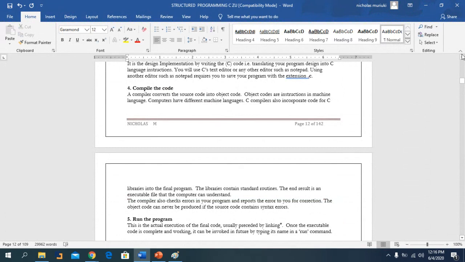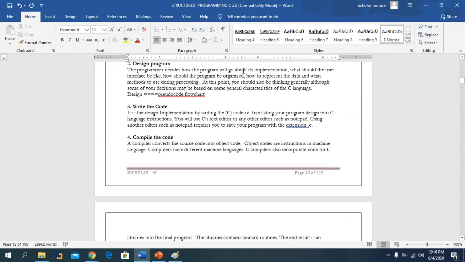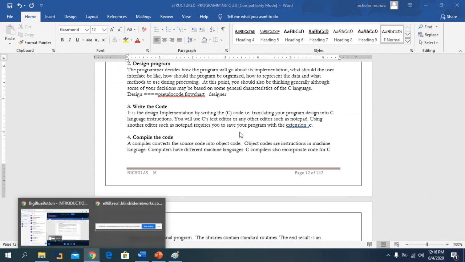Then after you design that, remember, you require a designer. So remember there is a programmer and a designer. The designer is the one that is doing that, like a person who is building a house or coming up with that structure. So you need to have a designer and you need to have a person who can program.